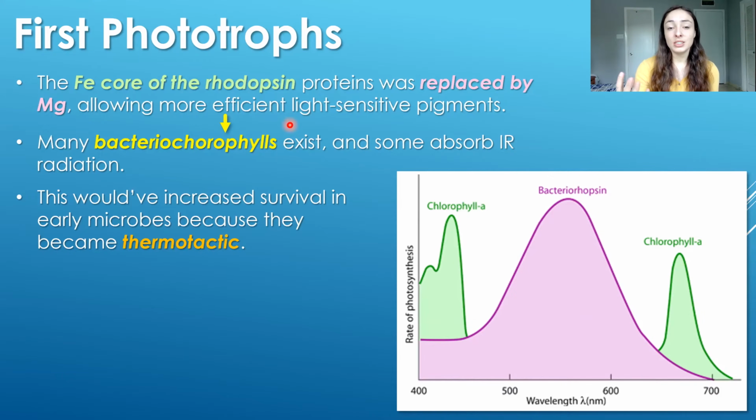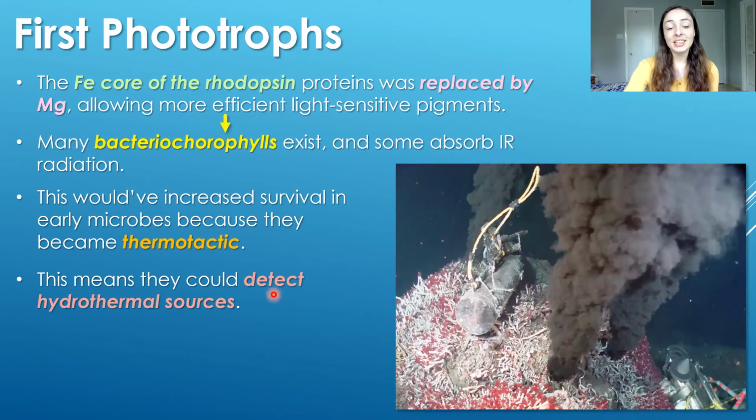And these more efficient absorbing pigments would have increased microbial survival on early Earth because they became thermotactic. This means that they could detect hydrothermal sources, and that's because many of these bacteriochlorophyll pigments were capable of absorbing infrared radiation. Anything that gives off heat gives off IR radiation, so that's how they could detect these sources.